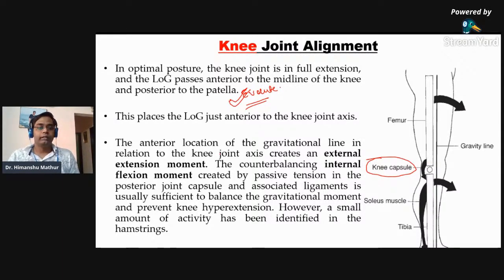Now the anterior location of the gravitational line in relation to the knee joint axis creates an external extension moment. You can see that clearly here. If this is the fulcrum and this is the perpendicular distance, this is the external moment. And if the hamstring is attached over here, and this is the perpendicular from here, this becomes your internal moment. So this is the internal moment and this is the external moment.